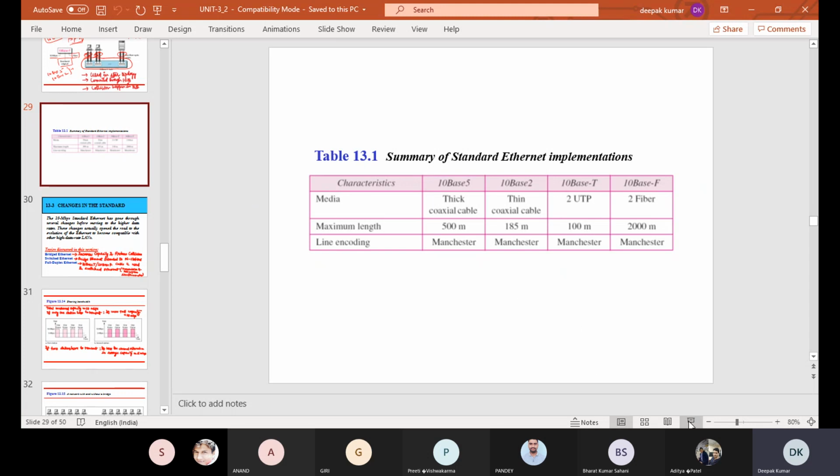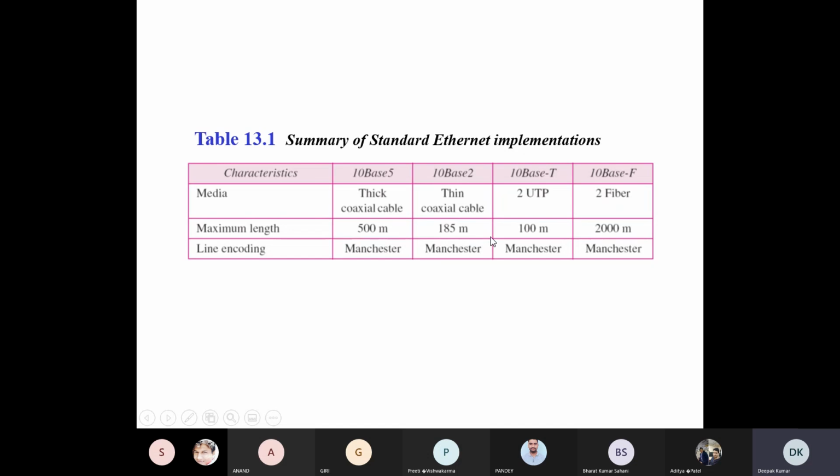In the previous lecture, we discussed the Ethernet implementation and some basic protocols prescribed by the IEEE standards. See this summary table of what we discussed in the previous lecture. The major characteristics were the medium, the length of the medium, and the line coding technique that supports the medium.